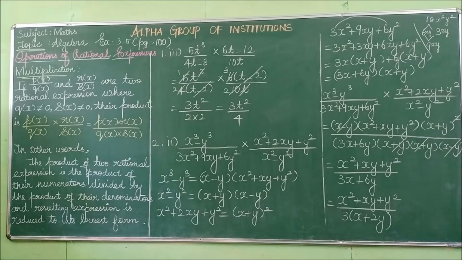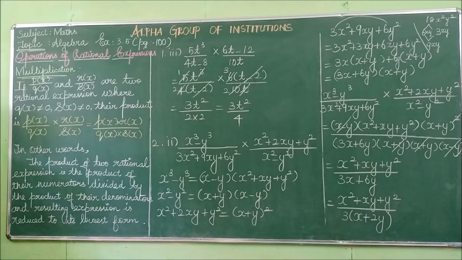In our previous class, we have learned about rational expression. What do you mean by rational expression? An expression is called a rational expression if it can be written in the form p of x by q of x, where p of x and q of x are polynomials and q of x is not equal to 0. A rational expression is a ratio of two polynomials, that means p of x divided by q of x.